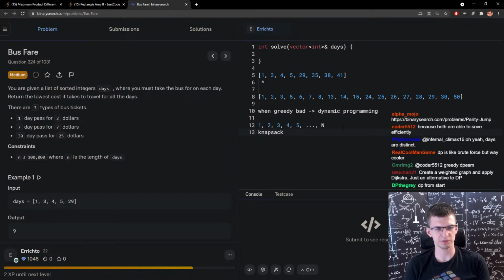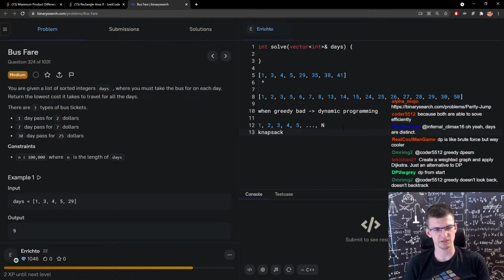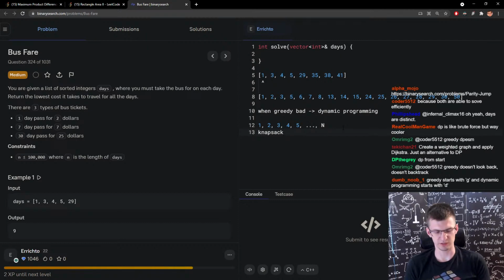Difference between greedy and dynamic in a nutshell. In greedy, you make decisions looking at some part of the input, and once you make a decision, you cannot roll it back. So you greedily decide.